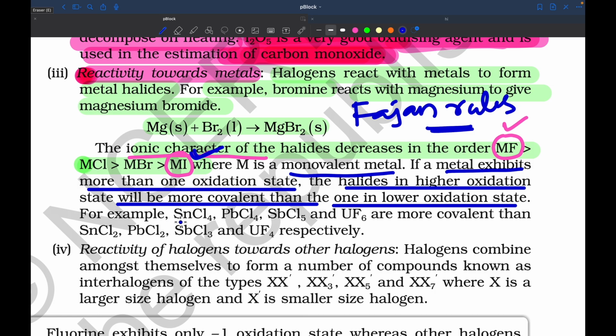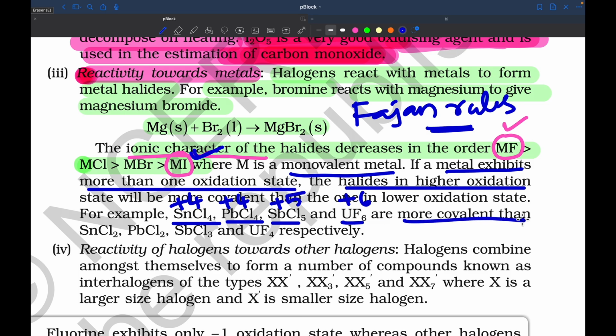In this example, you can see SnCl4, PbCl4, SbCl5, UF6, where the oxidation number of tin is +4, lead is also +4, antimony is +5, uranium is +6. These are more covalent than SnCl2. So we are comparing this here.